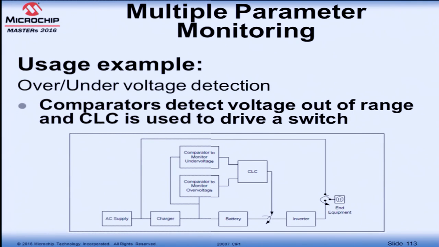Another one would be over-under voltage detection. You could set up the comparators in a window fashion and use it for something like a UPS, an uninterruptible power supply. It's going to sense the mains voltage and switch over to battery if the voltage is either too high or too low.